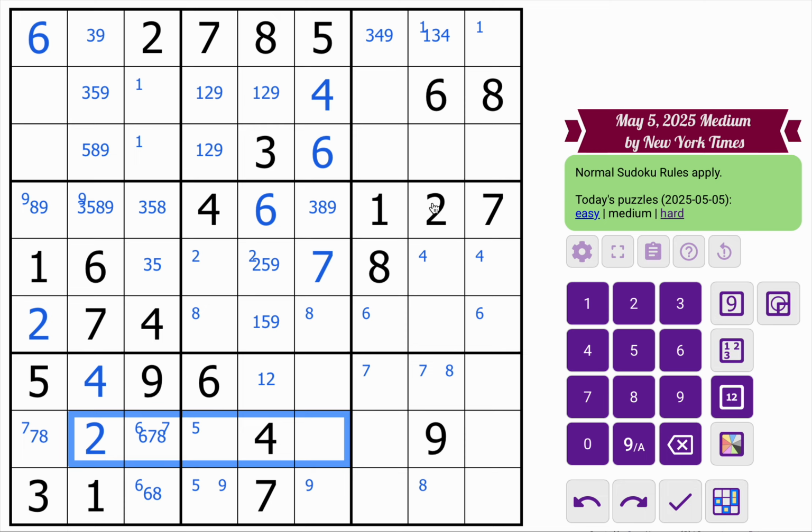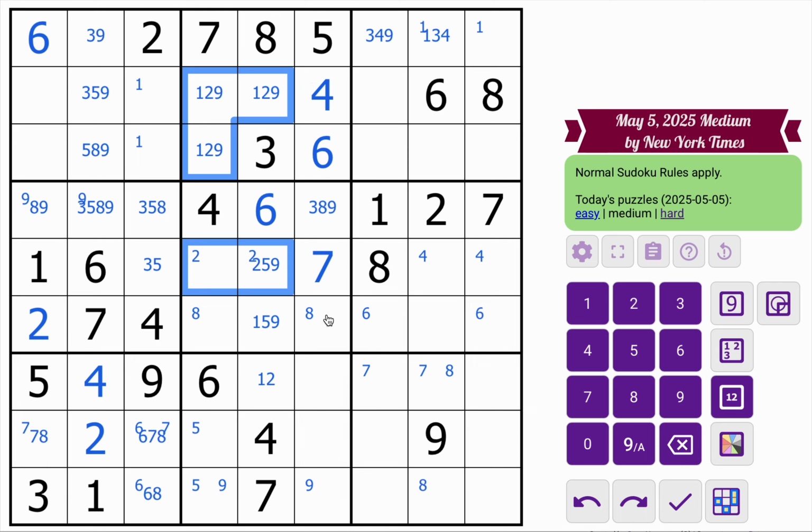Okay, I'm seeing a constraint here. See, in this box, 2 can only go into these 3 cells. In this box, 2 can go into these cells. So in both these boxes, 2 cannot go into this column, but this column needs a 2, which means that 2 has to be supplied from here.